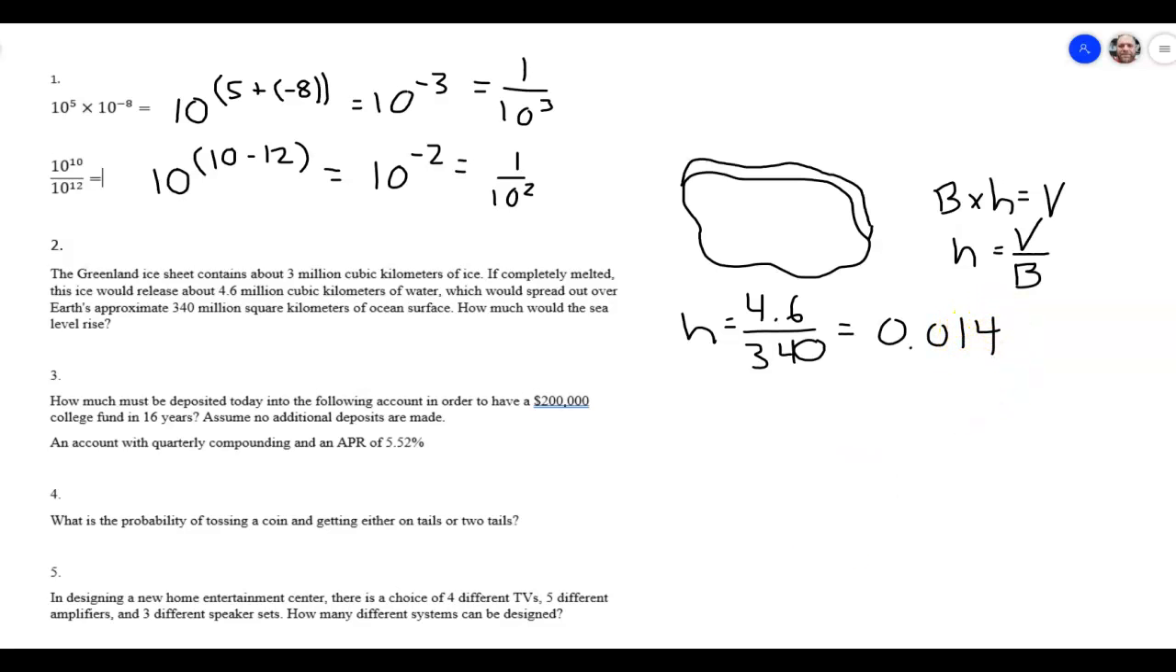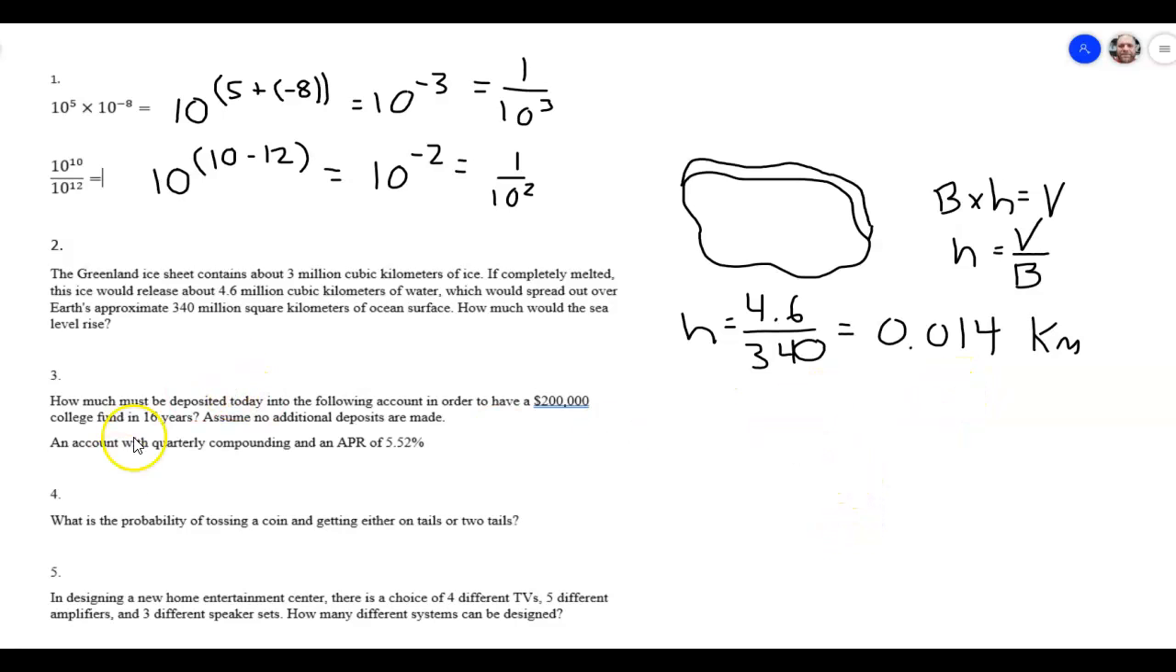Let me just double check that. Yep. And so this here would be the answer. And this is in kilometers because the problem is in kilometers. So it would rise 0.014 kilometers, which would be about 4 meters. I'm sorry, it would be about 14 meters. Yes, because you could just move the decimal place 3 to the right to convert that to meters, but it's not asking that. But that would give you an idea of how much it would rise.